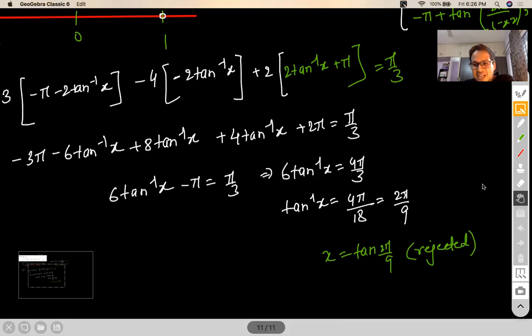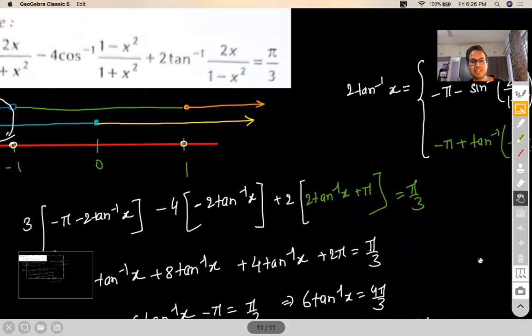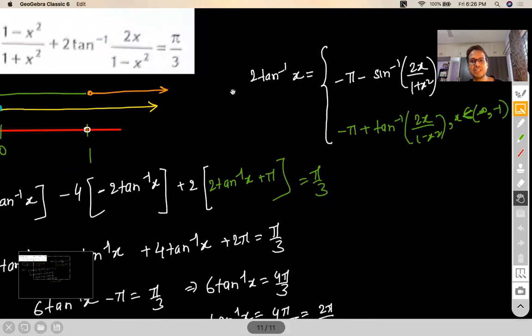Aditya was saying something: -2 pi. Why? Right, because I want to make tan inverse of 2x by 1 minus x squared the subject of the formula, so this pi will go on the other side, isn't it?